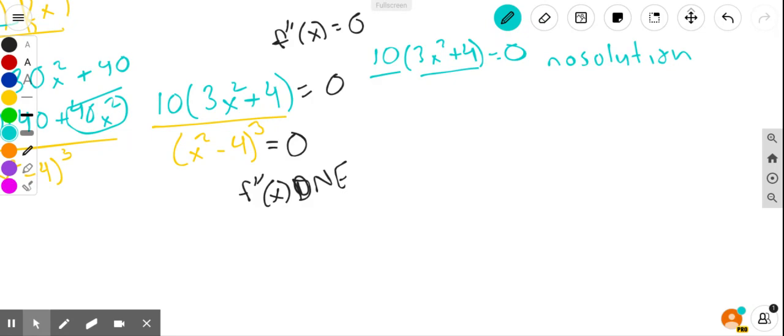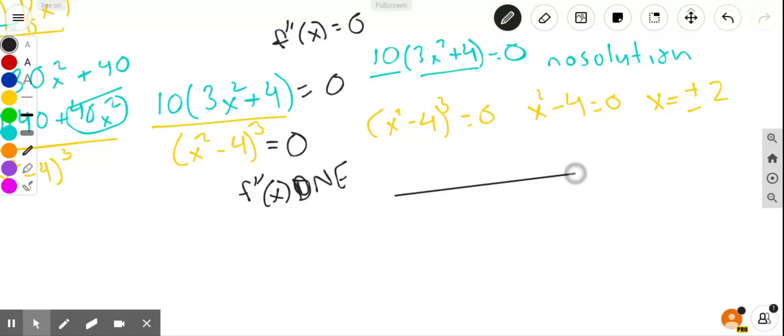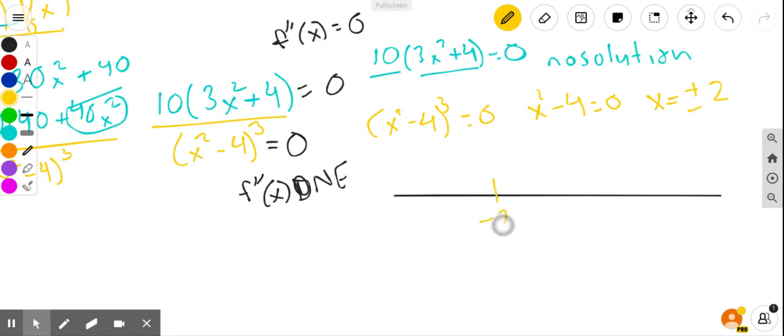However, the denominator, I can easily tell you where x squared minus 4 cubed would equal 0. Because essentially I'm asking where x squared minus 4 would equal 0, which I know to be at positive and negative 2. Okay. So that means when I set up my number line, I know I have positive and negative 2 as a way to set up my intervals now.